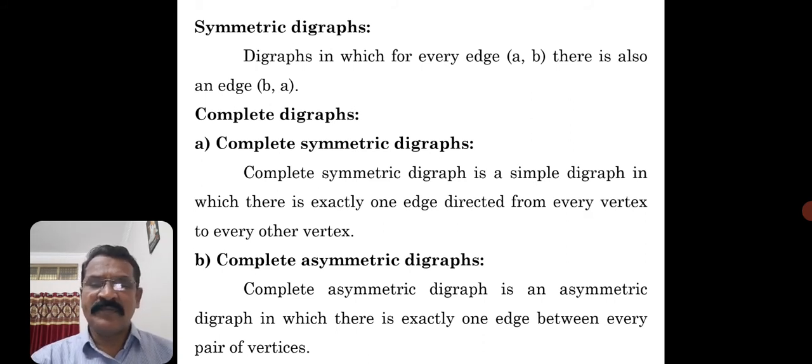Then what is the difference with the complete asymmetric digraph? A complete asymmetric digraph is an asymmetric digraph in which there is exactly one edge between every pair of vertices. So that is the difference. So these are the slight differences between these two complete digraphs.